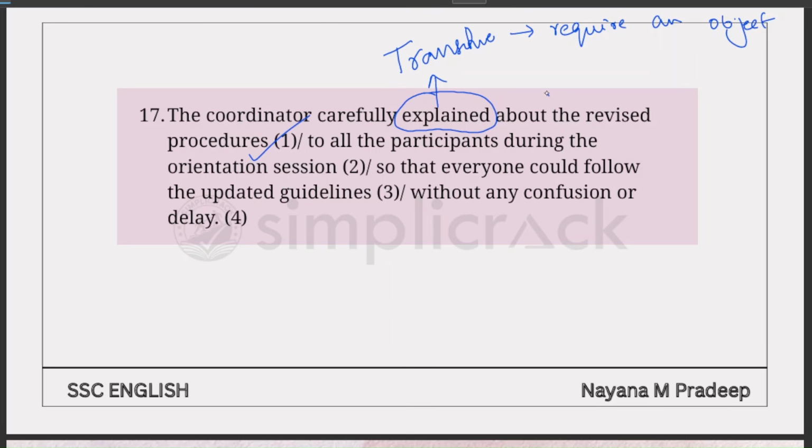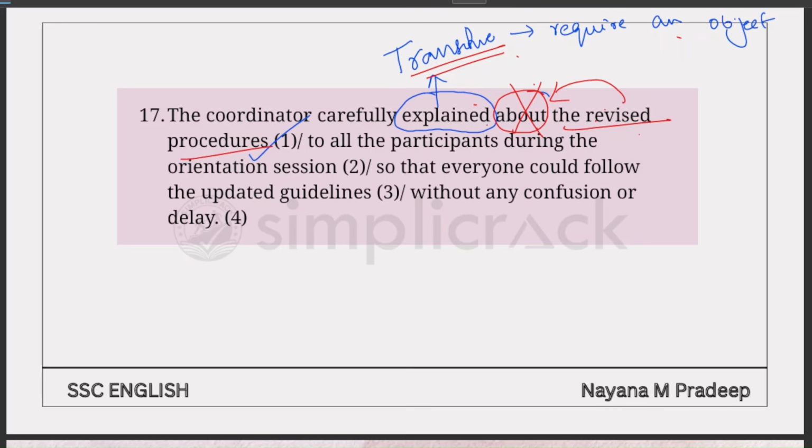But here, if you look at this sentence, you have a preposition that comes after the transitive verb. And the object that comes later automatically becomes the object of that preposition. But we already said that transitive verbs require an object. So here, the transitive verb does not have an object, because a preposition comes in between the verb and the object. Whenever a preposition is followed by an object, the object automatically becomes that of the preposition. So here you have to eliminate the preposition. Instead, you have to simply say: the coordinator carefully explained the revised procedures.